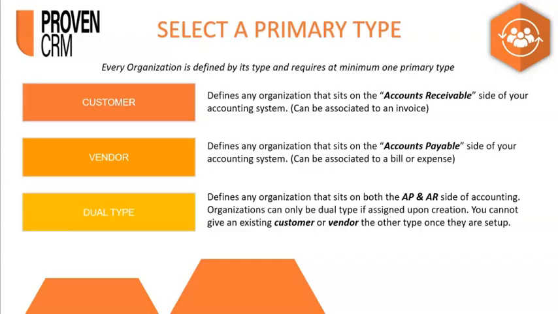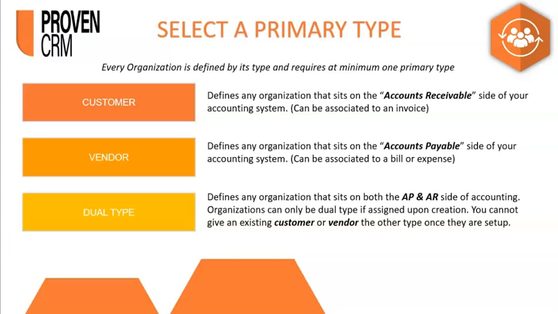When creating organizations within the CRM database, much like in Proven Jobs, the types you select will determine how that record is used on a job in Proven Jobs. Each organization must have at least one primary type. So what do primary types mean?